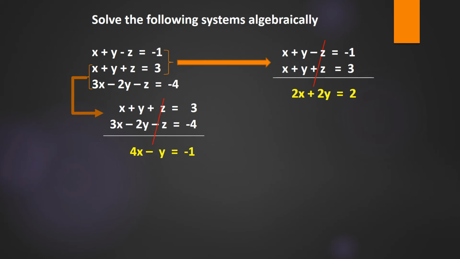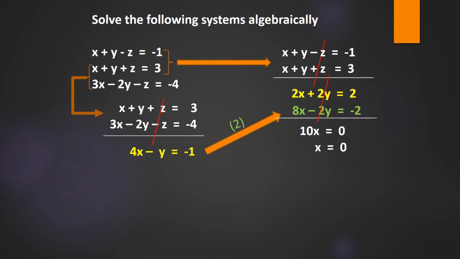So now I take these two equations and set up another system. Again, trying to eliminate another variable. The variable I'm going to eliminate here are the y's. So when I eliminate the y's from each equation, I'm left with 10x is equal to 0. I divide both sides by 10, and x is equal to 0.